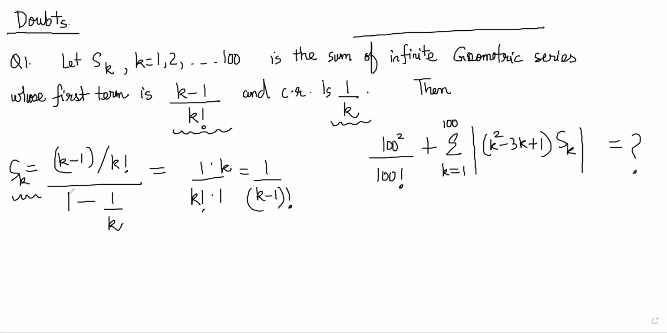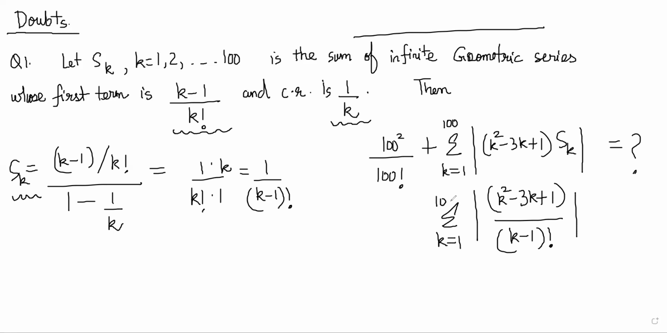Now we have to find out this sum. So this becomes k square minus 3k plus 1 by k minus 1 factorial, mod of this, summation from k equal to 1 to 100, and 100 square by 100 factorial plus this. So we have to understand this summation part now.